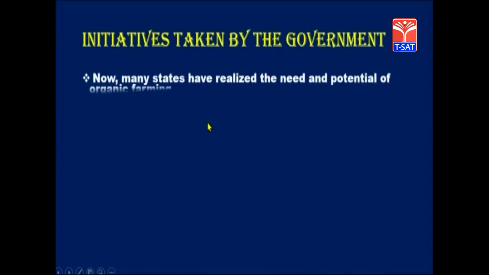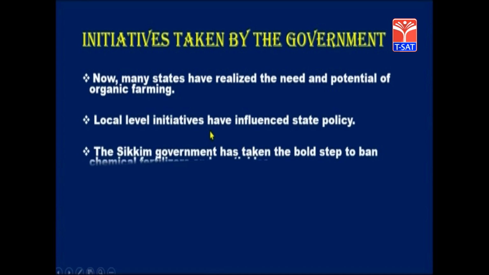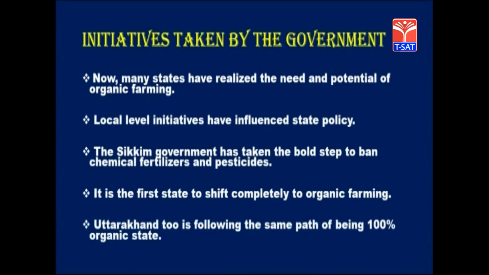Initiatives taken by the government. Now, many states have realized the need and potential of organic farming. Local level initiatives have influenced state policy. The Sikkim government has taken the bold step to ban chemical fertilizers and pesticides. It is the first state to shift completely to organic farming. Uttarakhand too is following the same path of becoming a 100% organic state. So, let us hope for a better future for all the generations.